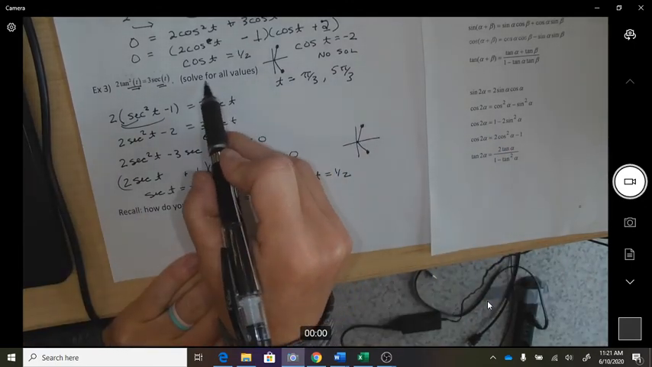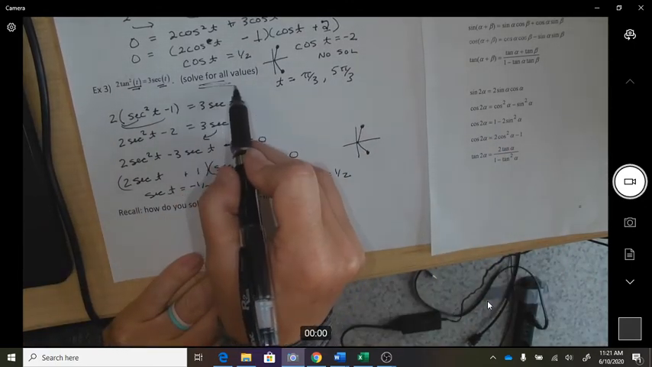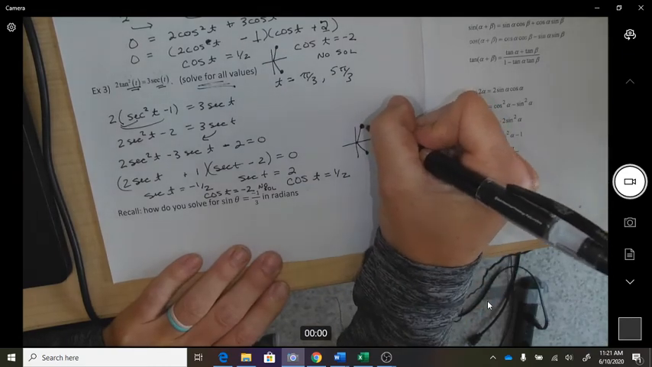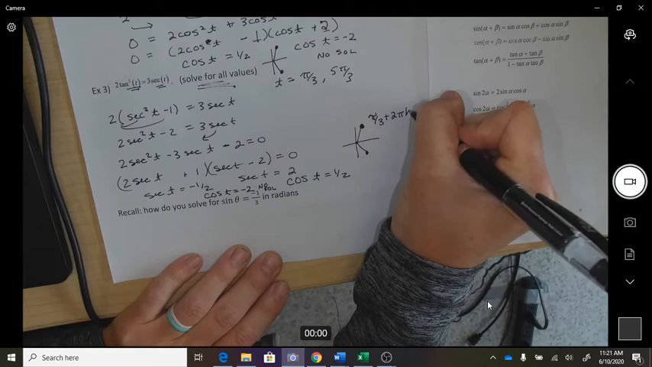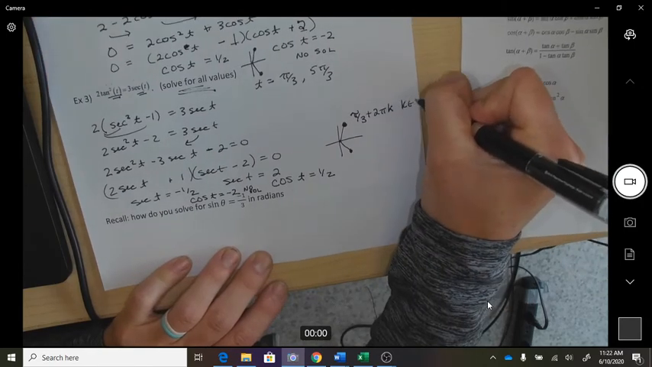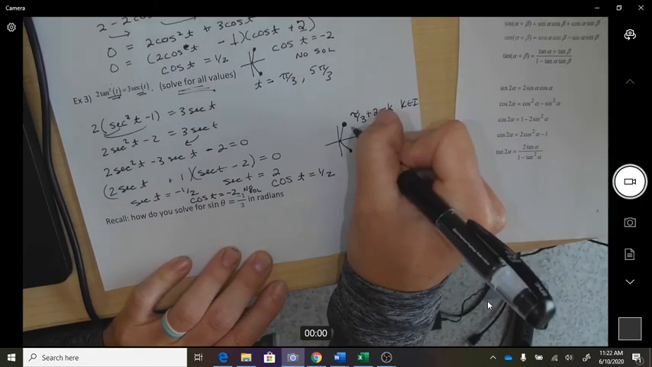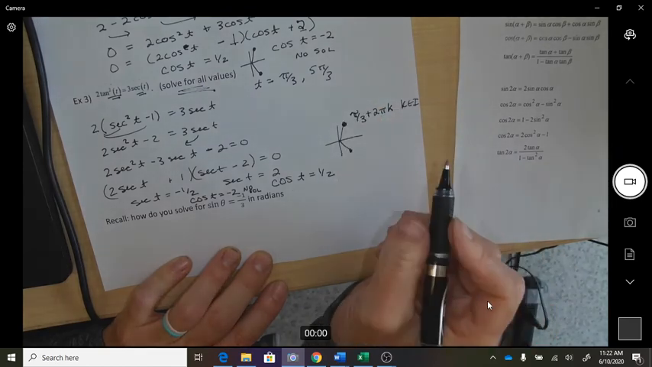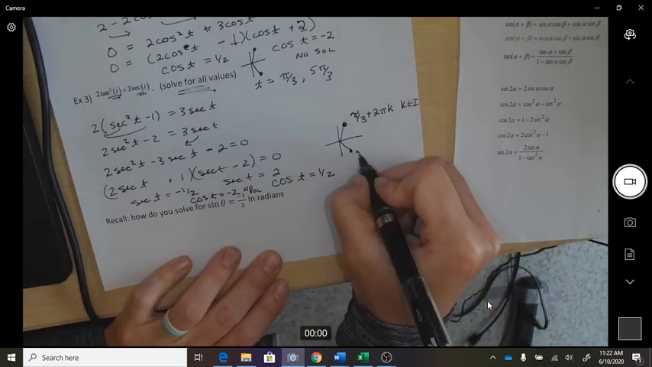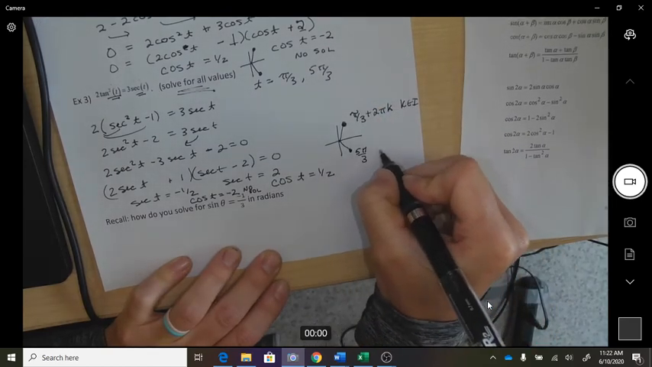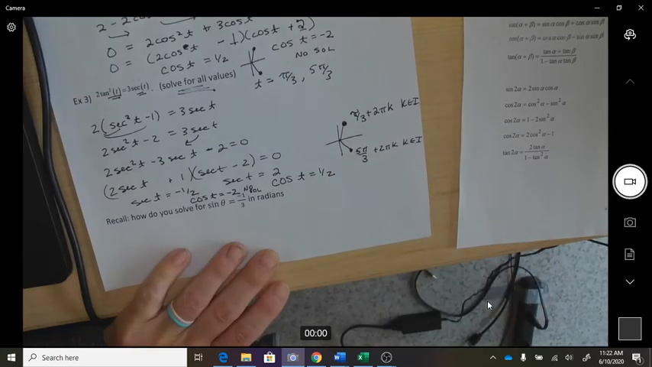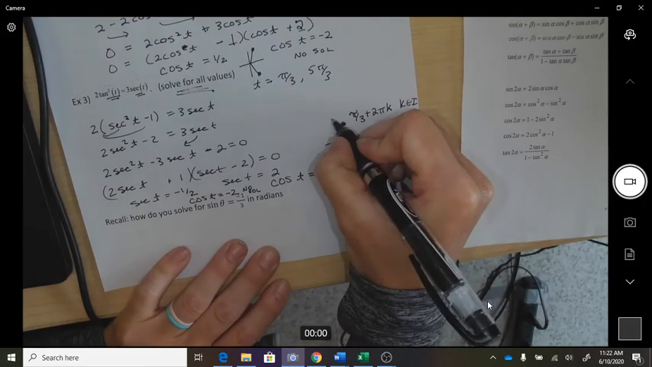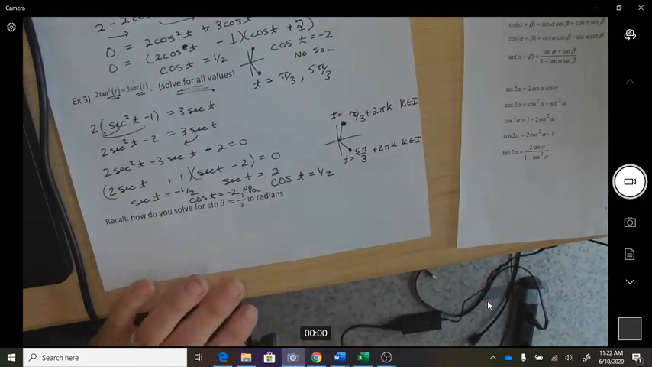But looking at my question, it says solve for all. So then I would say this angle or any revolution of that angle. So you could be there, or the next revolution of it, the next revolution of it. Or you could be here and the next revolution of it. So that's the answer for t.